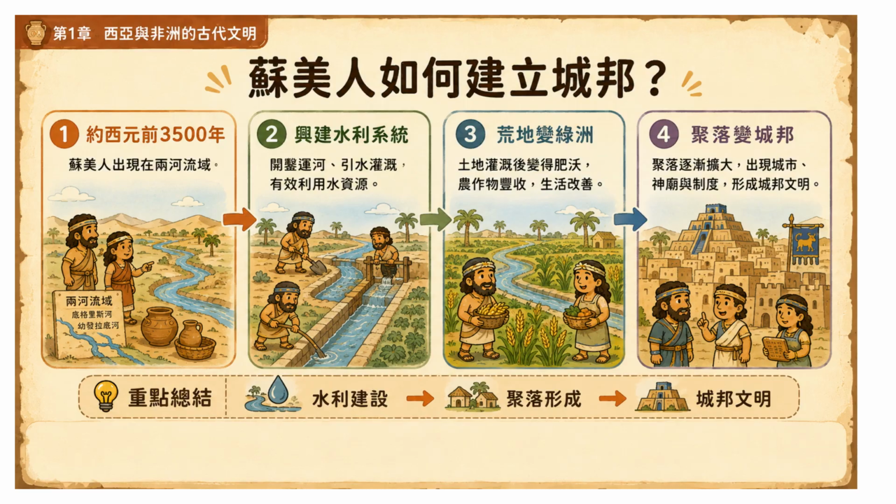This slide shows the development of Sumerian city-states, step by step. Around 3500 BCE, the Sumerians appeared in the Two Rivers region. They built irrigation systems to guide river water into fields. When dry land became fertile farmland, harvests increased and life improved. As settlements grew larger, cities, temples, and institutions appeared.